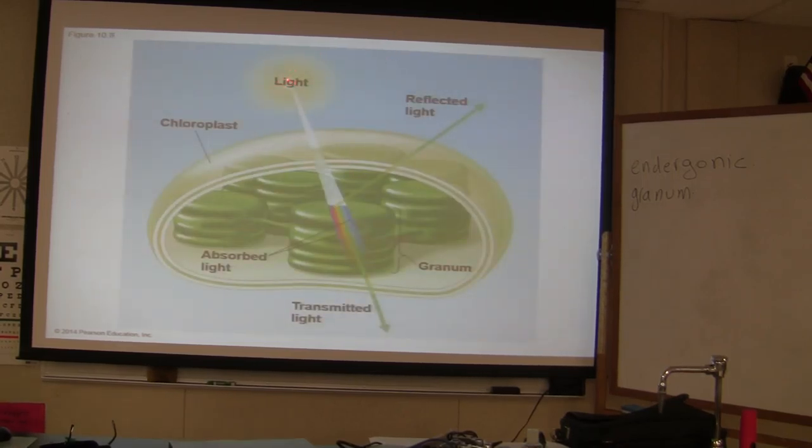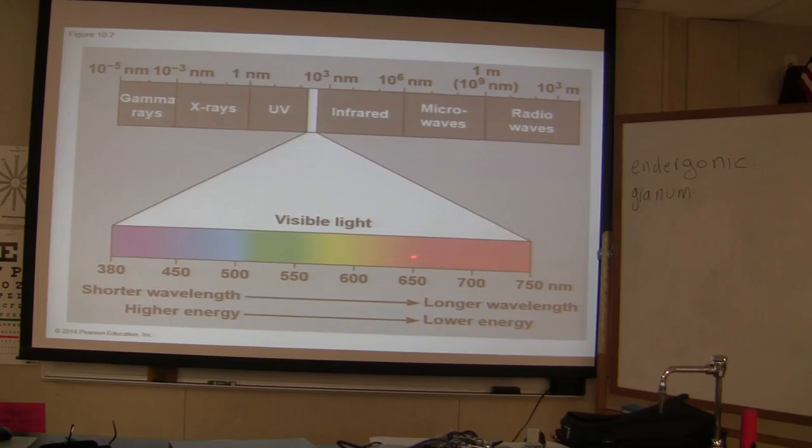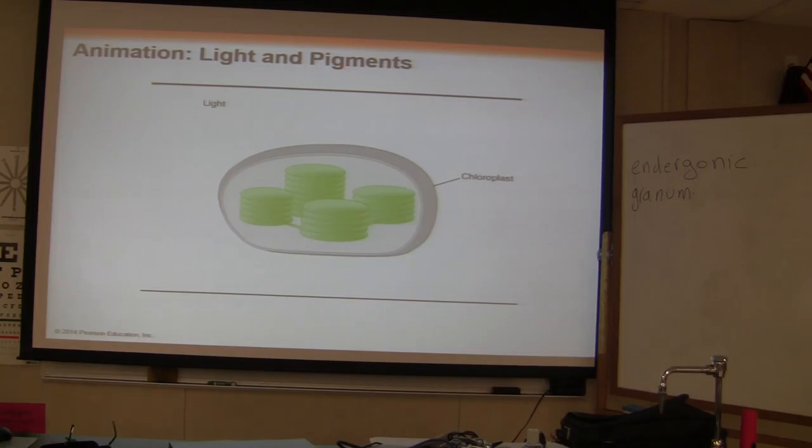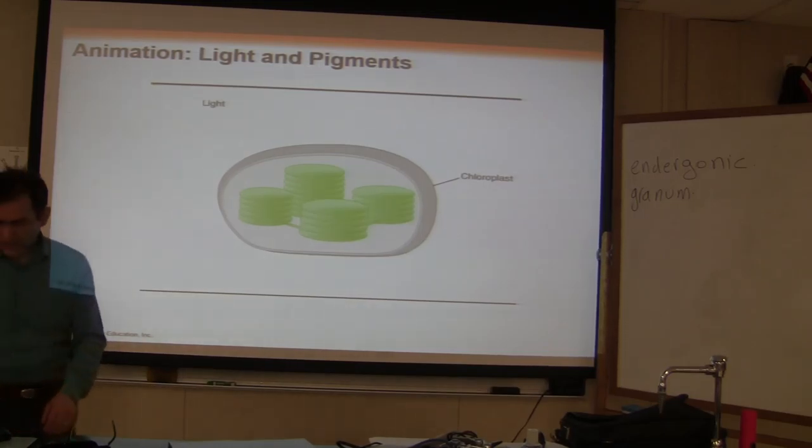Okay, here is a light, comes up, as I said, and the thylakoid absorbs everything except green. That's why you see plants green. Okay, so animation, light, and pigments. Let's watch this one too.